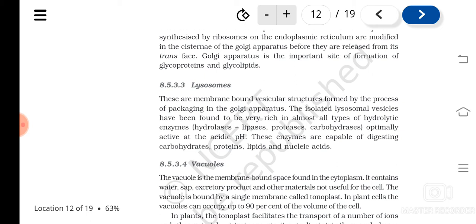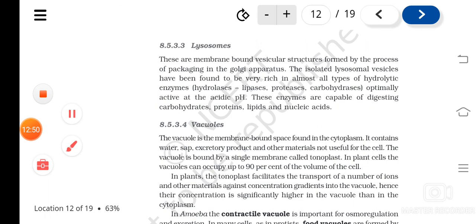So these enzymes can digest the various components of cells. So cells are made up of what? Carbohydrates, proteins, lipids, nucleic acids, etc. So lysosomes contain what? The various hydrolytic enzymes, and with the help of these they can digest various materials. Clear? So they are known as what?